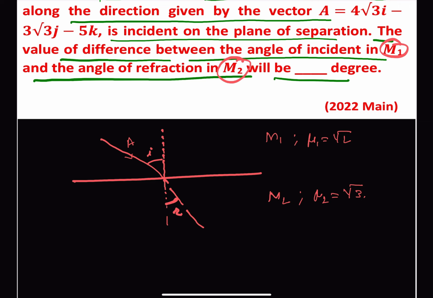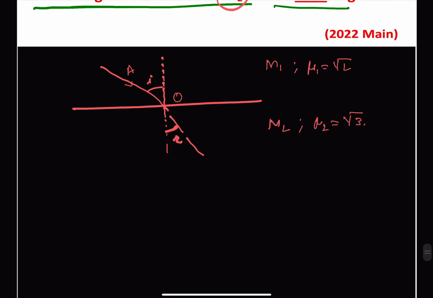And let us suppose this is a point O, and therefore if you write the equation for Snell's law at point O, we can write this as mu1 sine of I is equal to mu2 sine of R.